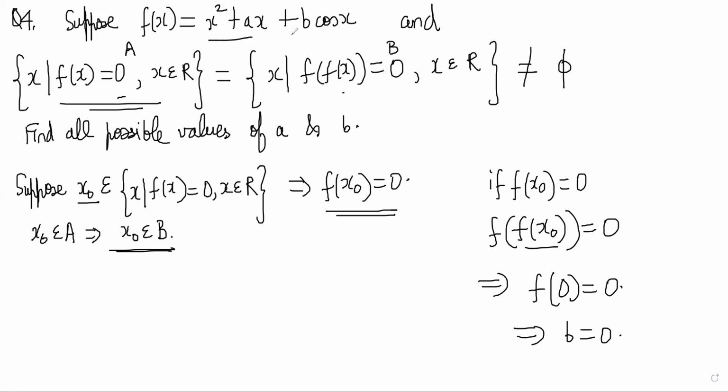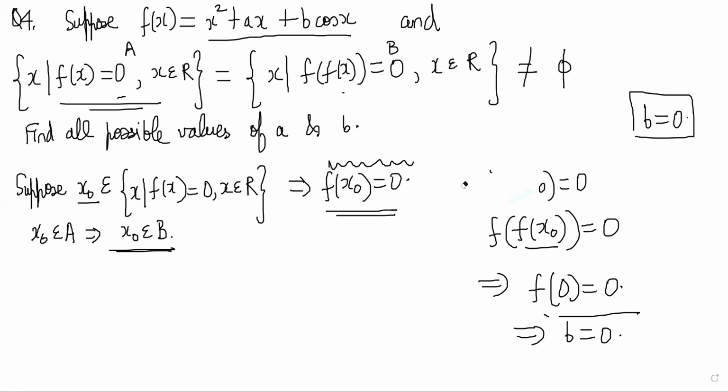Because if you put 0 in this function, you will get f of 0 is equal to B. B is 0. So what we have just now gotten is the value of B. How did we get it? We said that if any element belongs to the first set, it will also belong to the second set because the two sets are equal. And from the first set, we get f of x naught is 0. And if you put it in the second set condition, you get f of 0 is 0, which implies B is 0, right? So I hope everyone has gotten this argument.